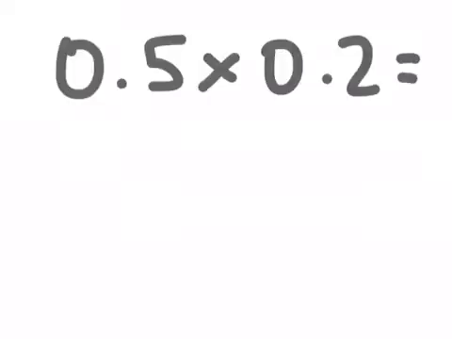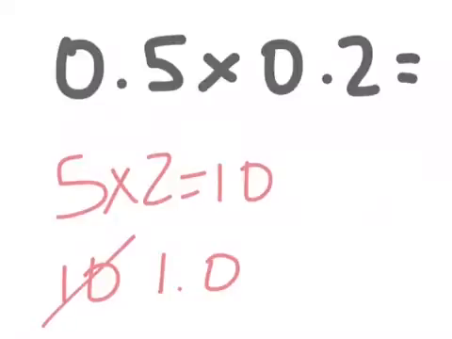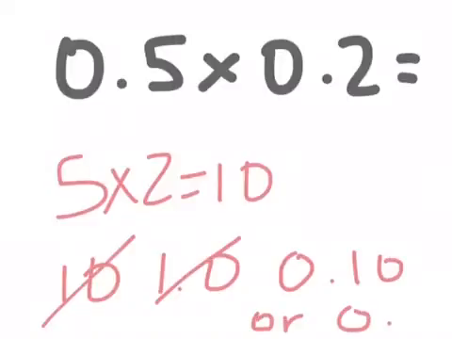5/10 times 2/10. Now let's see what we already know. We know that 5 times 2 equals 10. But we know that 10 is far too big of a number for the answer. We also know that 1, or 1 and 0/10, would be far too big since 5/10 times 1 is only 5/10. So the only option that makes sense here is 10/100ths, or we could also write that as 1/10.